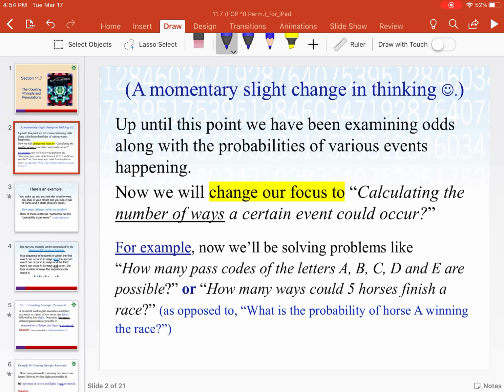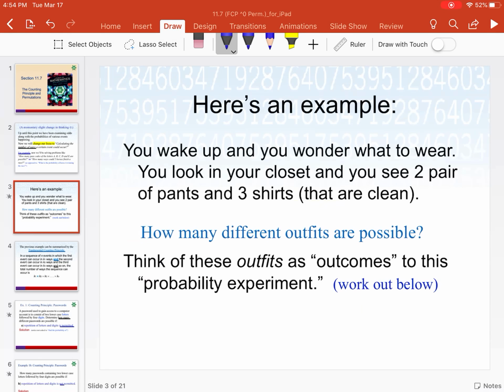So you'll be seeing the problems read differently. For example, you might see something that says, hey, how many passcodes of the letters A, B, C, and D are possible? Or how many ways could 5 horses finish a race? As opposed to, what's the probability of horse A winning? Remember, probability involves a ratio, and here we'll just be focusing on some mathematical tools to calculate the number of ways a certain event could occur. And then we'll return to probability and use those different tools to find probabilities.